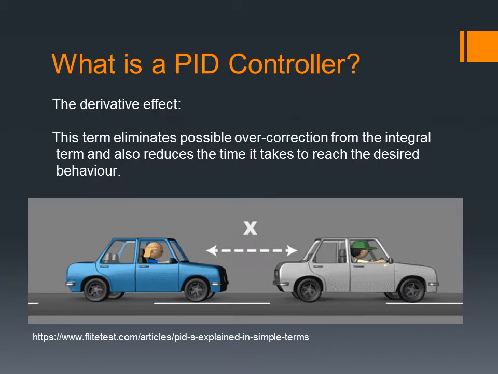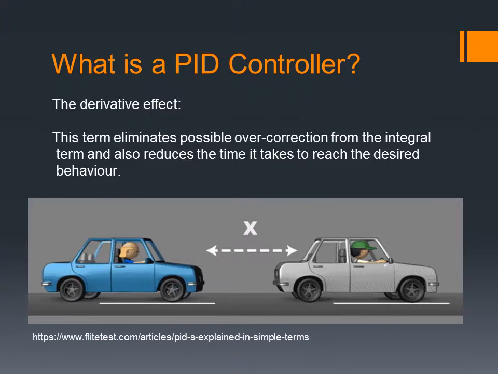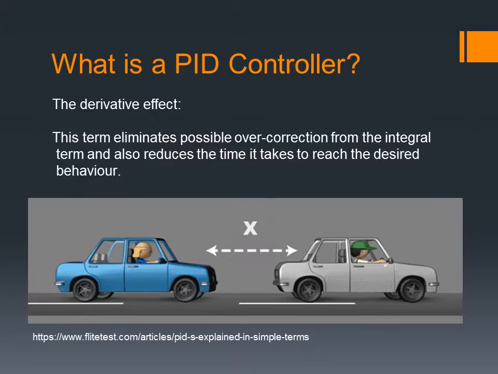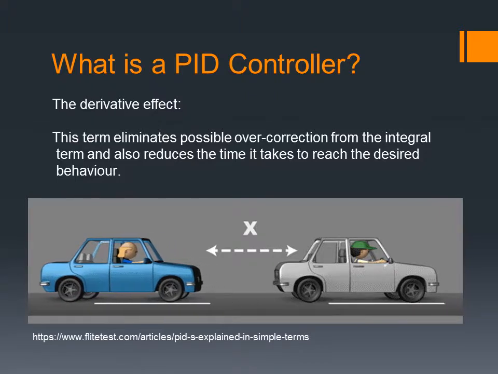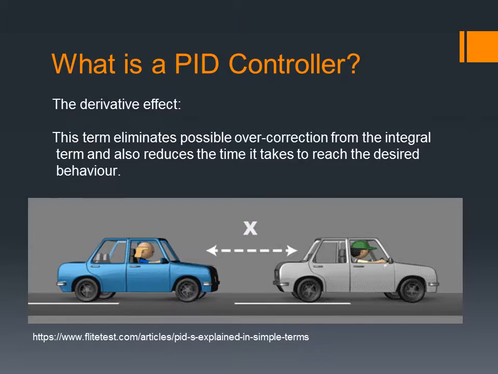Now for the effect of the derivative term. This term eliminates possible overcorrection from the integral term by anticipating the future behavior of the error. The output depends on the rate of change of the error with respect to time and is multiplied with the derivative constant. It also reduces the time it takes to reach the desired behavior.